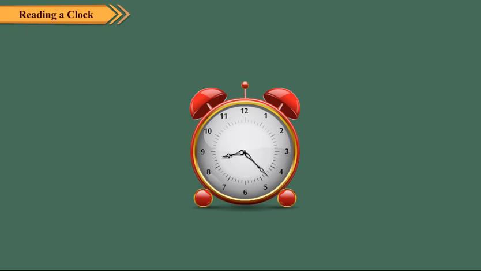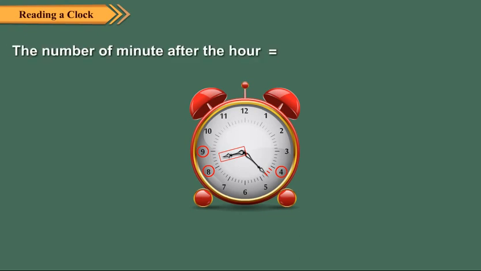Look at this clock. The hour hand is between 8 and 9. The minute hand is 3 small divisions beyond 4. So the number of minutes after the hour is equal to 4 into 5 plus 3. This is equal to 20 plus 3, and this is 23. So the time on the clock is 8.23.